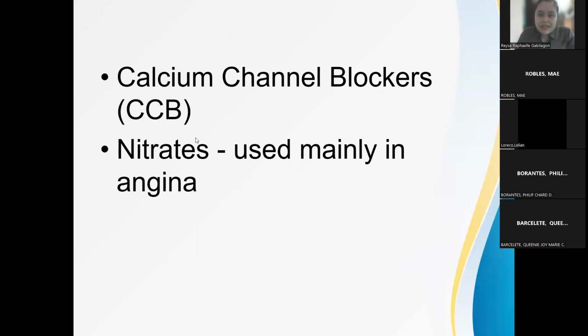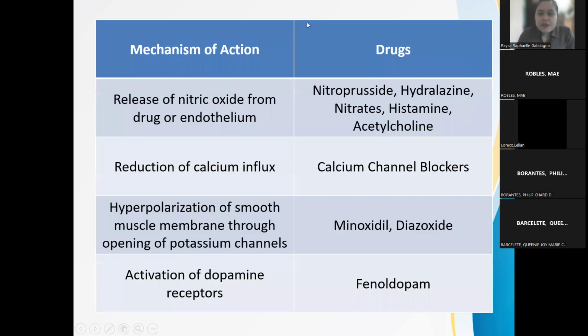And also the nitrates. Our nitrates are also considered direct vasodilators, but they are not really used for hypertension. Instead, we use them mainly for angina. Again, angina is chest pain. We will have a separate chapter for that.